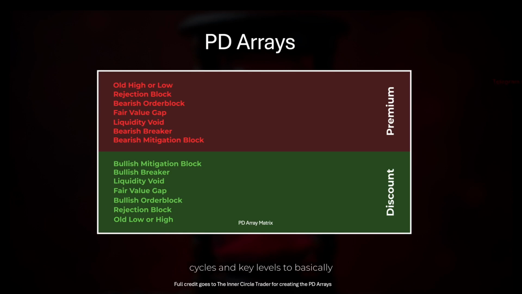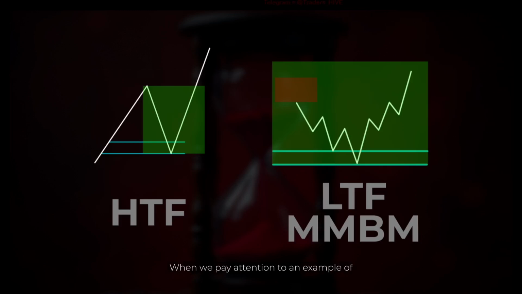Now, when it comes to these arrays, it's important to note that we can blend these with time cycles and key levels to basically anticipate where swing points are going to form. And that is what I will teach you during this lecture. When we pay attention to an example of this taking place, on the left you can see a higher time frame chart of any given market, and on the right you can see the lower time frames.